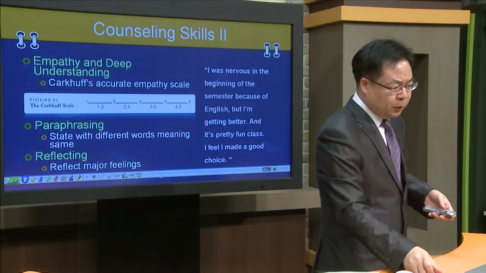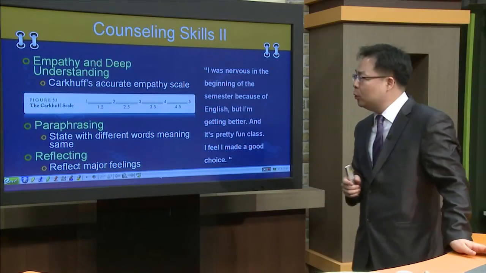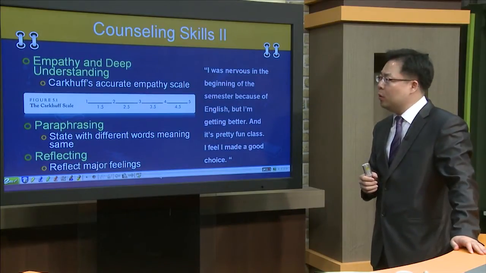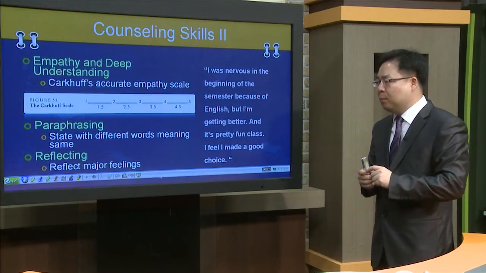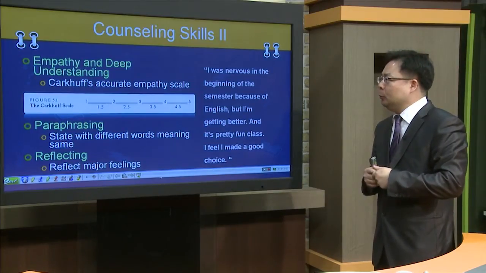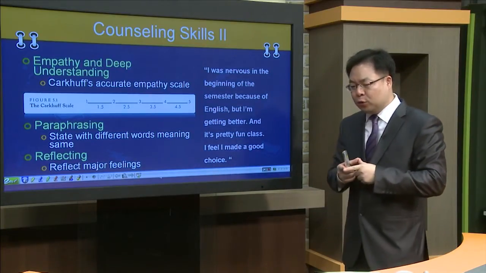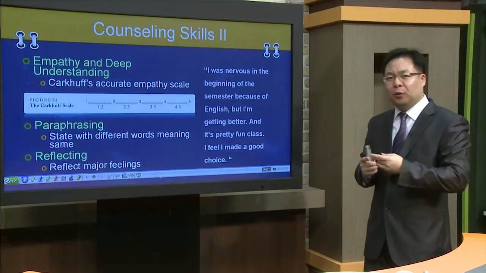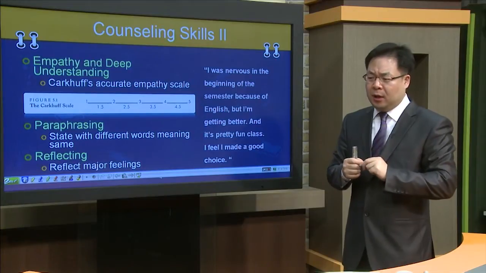Okay, the next one. We talked about some nonverbal messages as part one. The second part is some verbal counseling skills. The first one is empathy and deep understanding. I explained a little bit by introducing one Chinese letter, the concept of empathy. And empathy was another concept. Do you remember that Carl Rogers suggested three core conditions? Okay, let's recall what the first one was. The first one was genuineness, honesty and congruence.